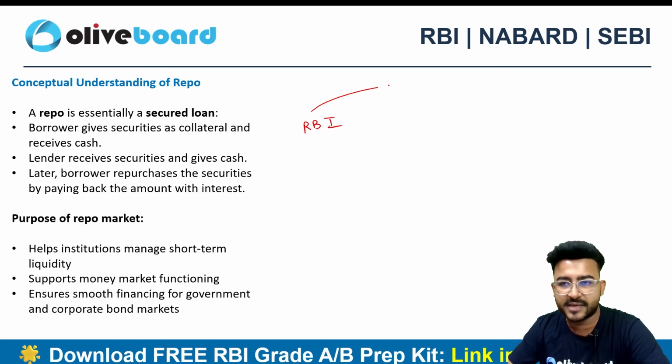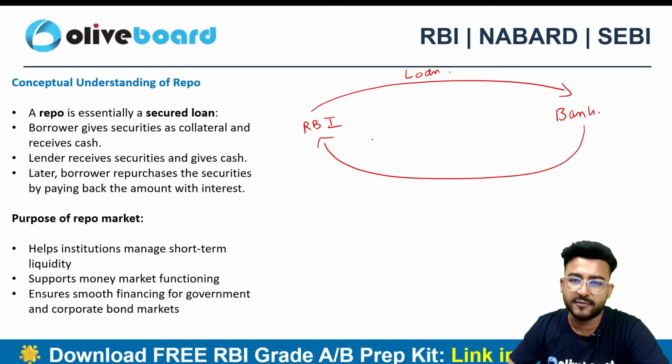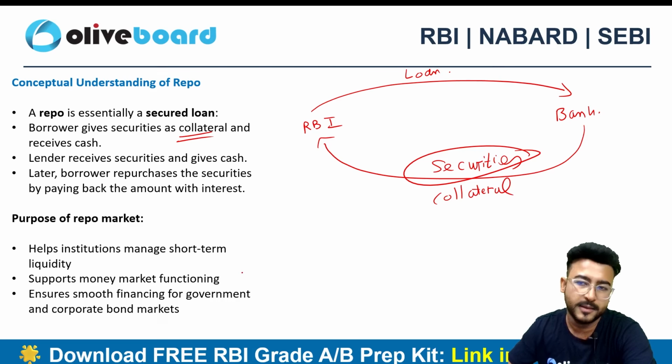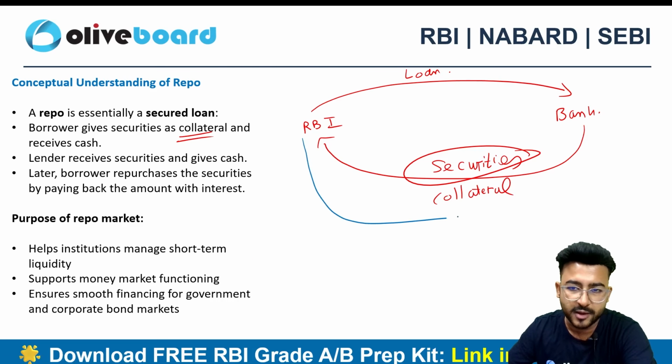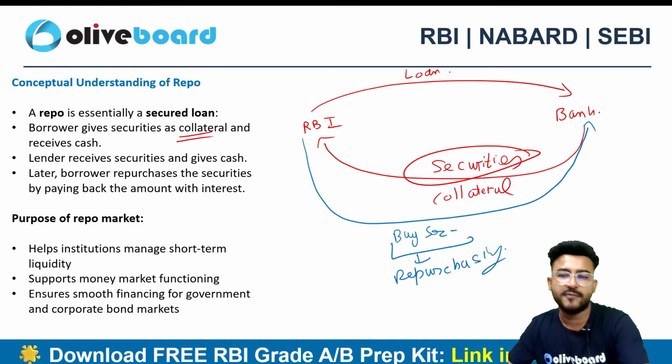So let's suppose RBI is giving a loan to a regulated entity, to a bank, and in return the bank is giving securities. Why is the bank giving securities? As collateral. Now these securities are given as collateral, and at the same time the bank is making an agreement with Reserve Bank of India to buy these securities back again. That means repurchasing these securities again from Reserve Bank of India.